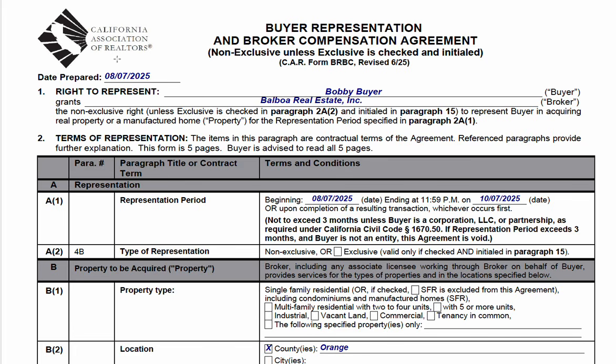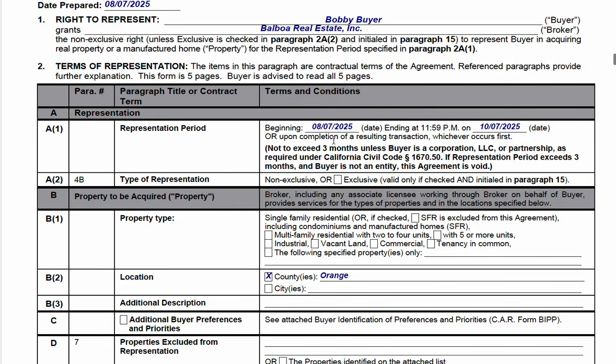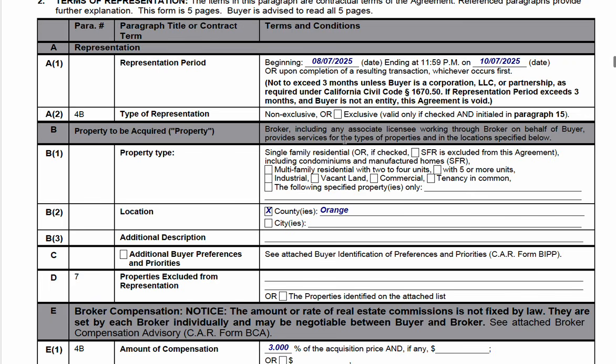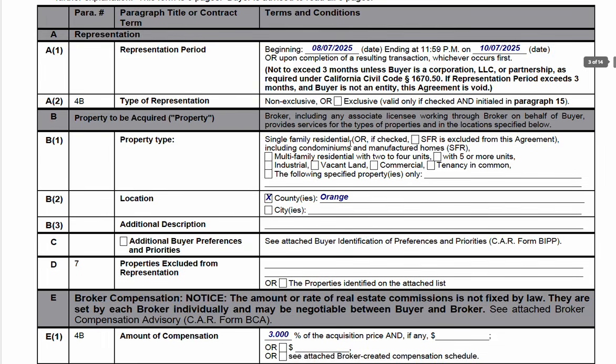All right, we start by putting the date that we're preparing this form, the name of the buyer, and of course the name of our brokerage. Representation period, very important you have both. If you leave one or both blank, this form can be voided or it can be unenforceable. So we want to make sure we put the starting date and the ending date, and they tell you not to exceed 3 months. That's the max this term can be. You know, I used to be a huge advocate of exclusive. Now, not so much. I think either is fine, quite frankly.